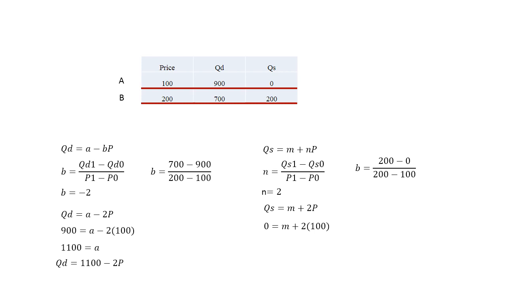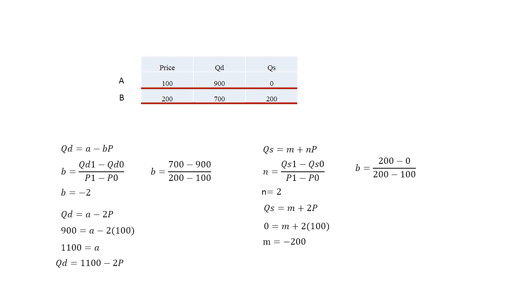Then you have to find M. You have the figures for QS already, and you can choose any point. You have 2 points here. If you choose point A, it means you use QS is equal to 0 and price is equal to 100. Just substitute into this formula, then you will get M is equal to negative 200.